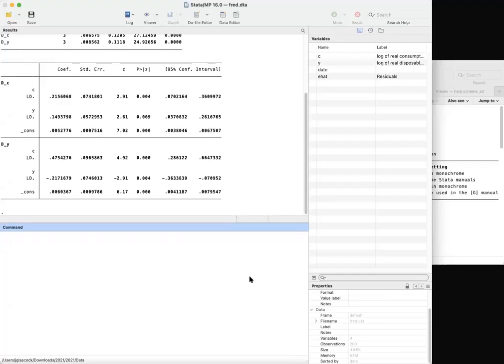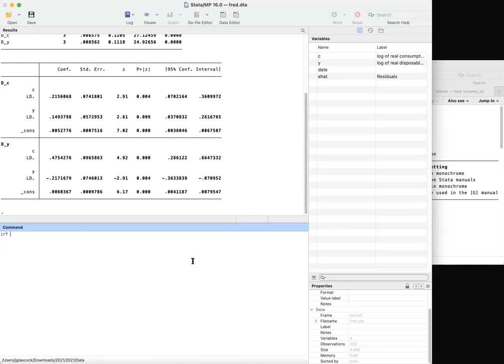Once you are happy with the specification of your VAR model, you can go ahead to request further statistics, such as the variance decomposition result and impulse response function. In Stata, there is a very convenient command to request both sets of statistics. It's called IRF, impulse response function in short, but it can give you two sets of output.